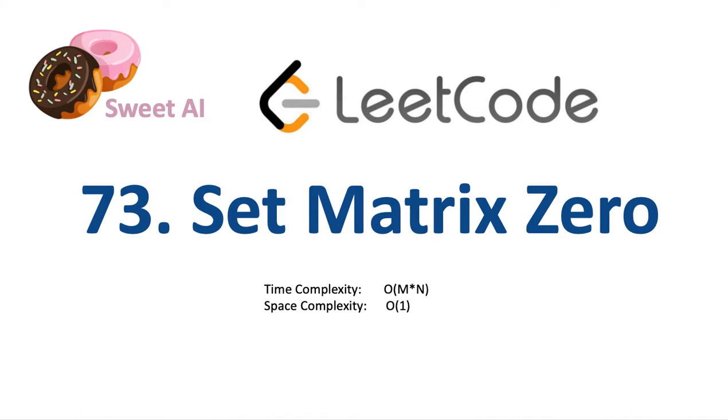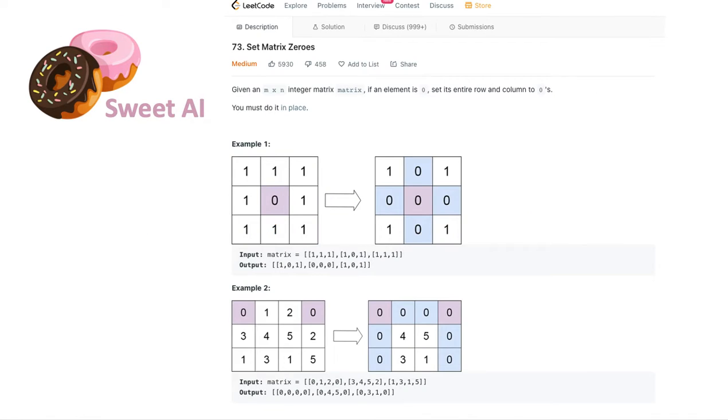Going to solve question 73, Set Matrix Zeroes from LeetCode, in O(n by n) time complexity and constant space complexity. Let's go through the question.